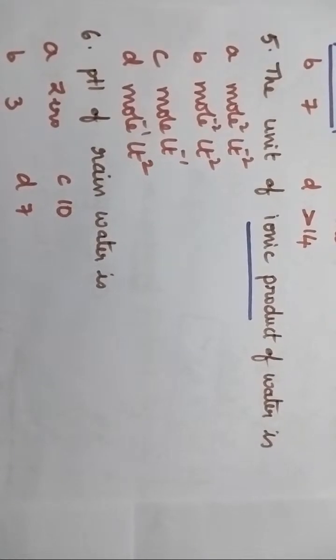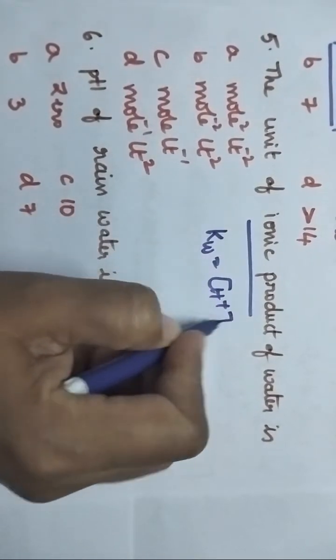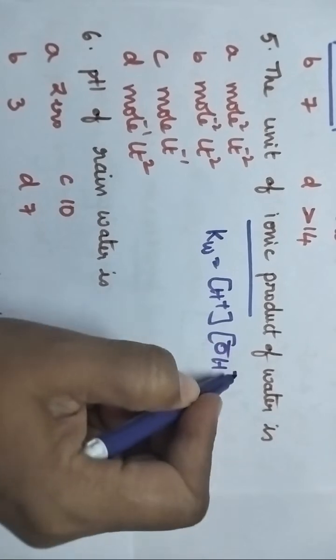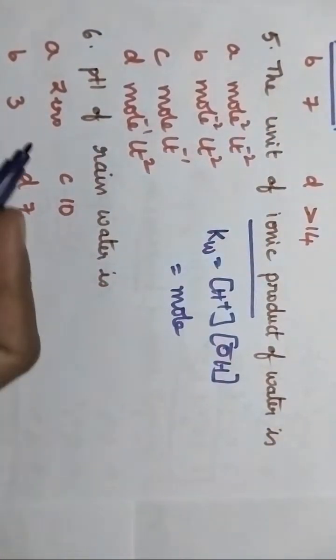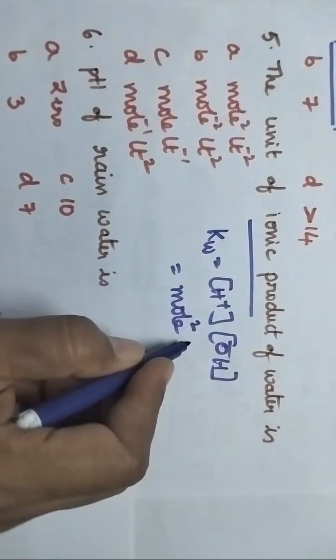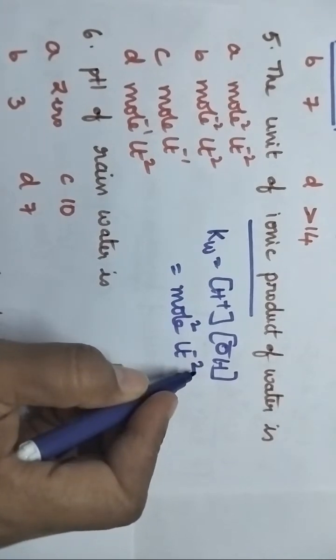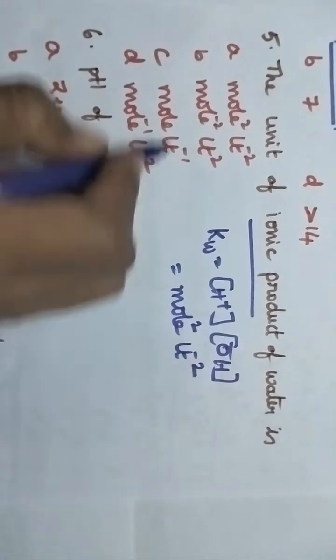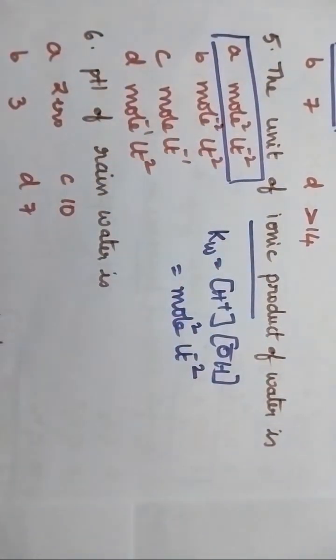It's very simple. Kw is equal to H plus ion concentration into OH minus ion concentration. In that concept, what happens? What is the unit of the ionic product of water? Mole square per liter square. Very good, Ramadurga. Option A is the right answer. Direct question.